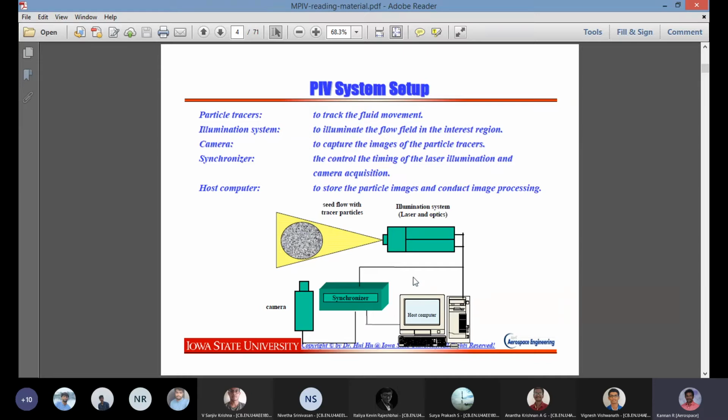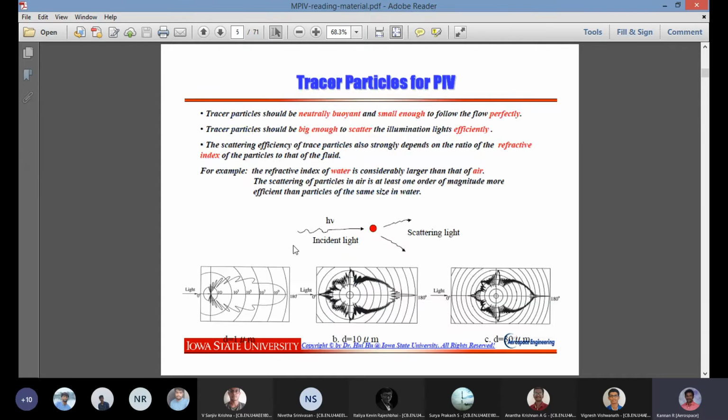And another thing is, here your image processing load is so high, so it's going to occupy more memory. You need to have a better computer for the image processing and all. Normally the PIV supplier used to provide the complete workstation along with that. And I mentioned about the tracer particles.